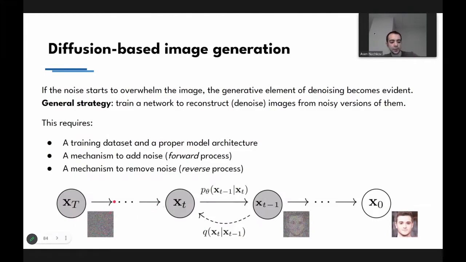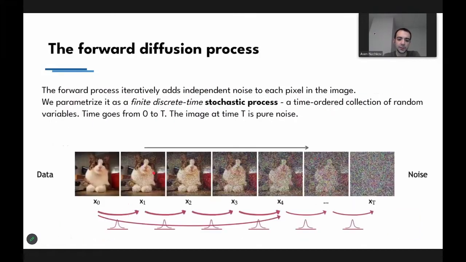Yeah, so diffusion in general, this kind of strategy requires three things. It requires a proper dataset and a model. It requires a forward process, which typically adds noise to the image for the purpose of training. And it requires a reverse diffusion process, which is what we use to generate an image by denoising an initial noisy version of it. So the forward process, we can see it here.